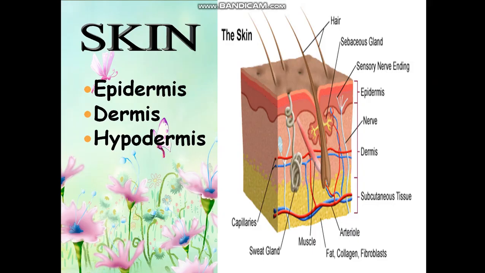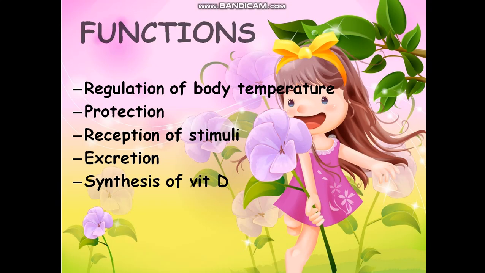So next, let's move on to the anatomy. You already learned about the layers of skin, that is epidermis, dermis, and hypodermis, and the functions of skin, that is regulation of body temperature, protection, and stimuli reception. We can feel touch, smell, like that. Excretion and synthesis of vitamin D are also functions of our skin.